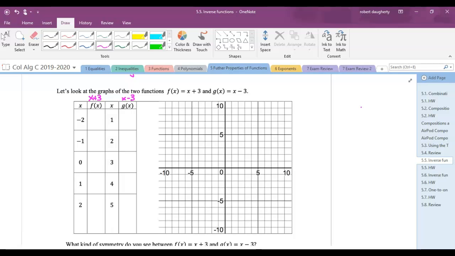So if I plug in a negative 2, what is negative 2 plus 3? 1. What is negative 1 plus 3? 2. What is 0 plus 3? What is 1 plus 3? And what is 2 plus 3? Okay. So those are all points on x plus 3. So negative 2, 1. Negative 1, 2. 0, 3. 1, 4. And 2, 5. Okay. So that's that first line. So let's draw that line real quick. Okay, that should be close enough for me, because this is the line x plus 3.